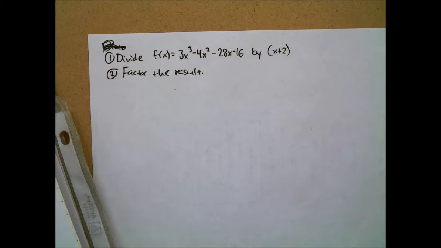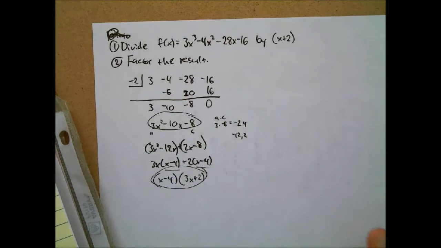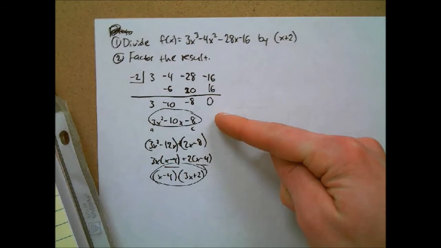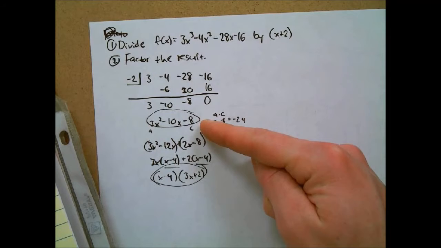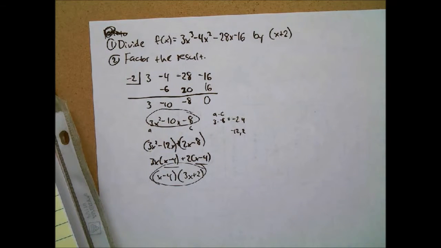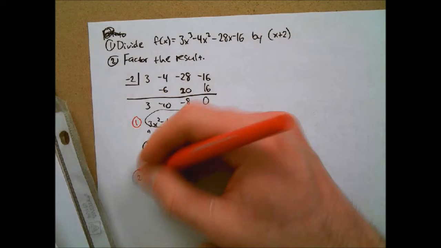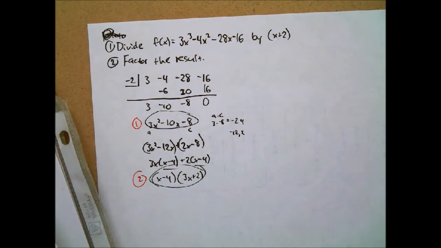I'm going to show you here right now, so y'all can see. Okay. So there is the synthetic division with your result, 3x squared minus 10x minus 8. All right. And then I asked you to factor your result. So there's the answer for number 1, okay? And here's the result factored, which does factor, right? And that's just a quadratic.